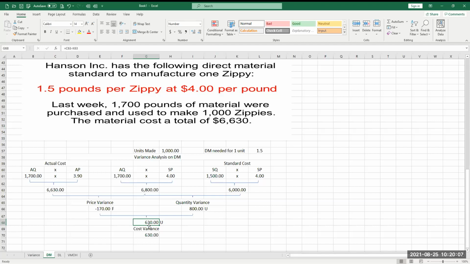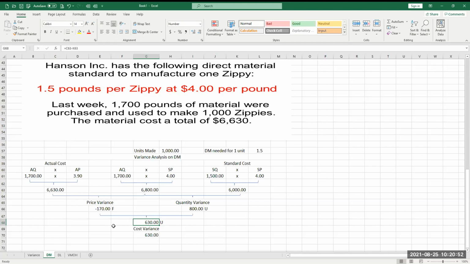Now the question is, who is responsible for the quantity variance? The manager of production. Yes. The price variance, who is responsible for the price variance? The purchasing manager. Correct, the one who's dealing with the purchases. So in order to see why those differences come, we now have to go to those managers and start asking questions.